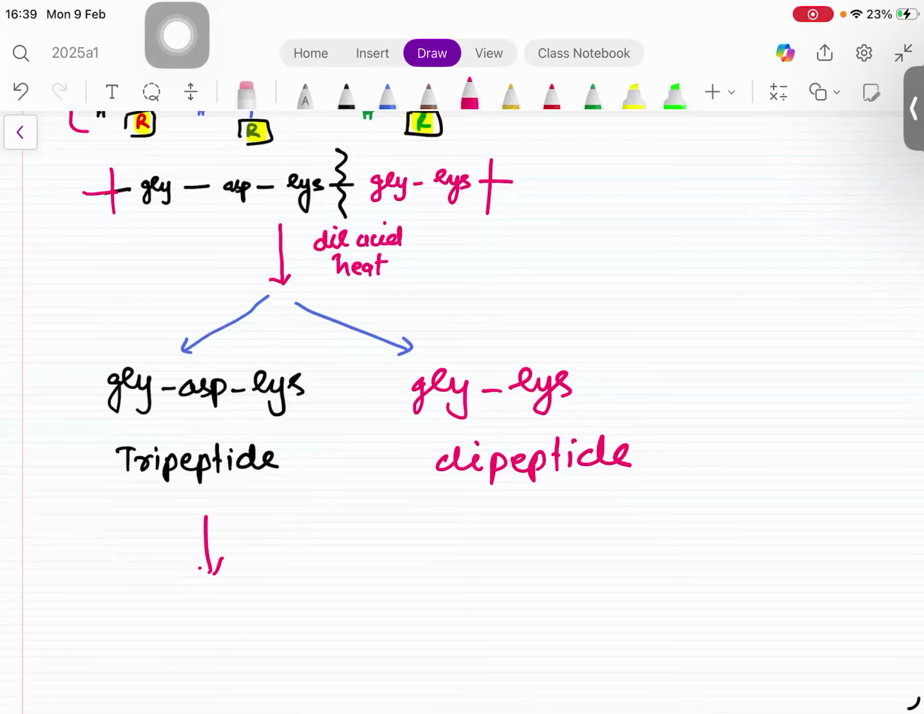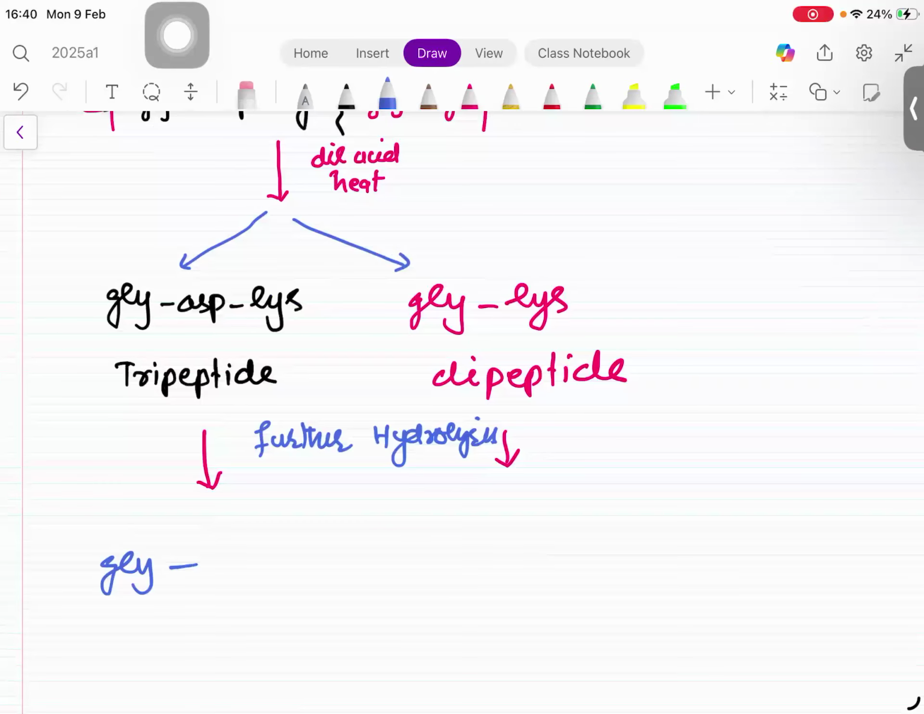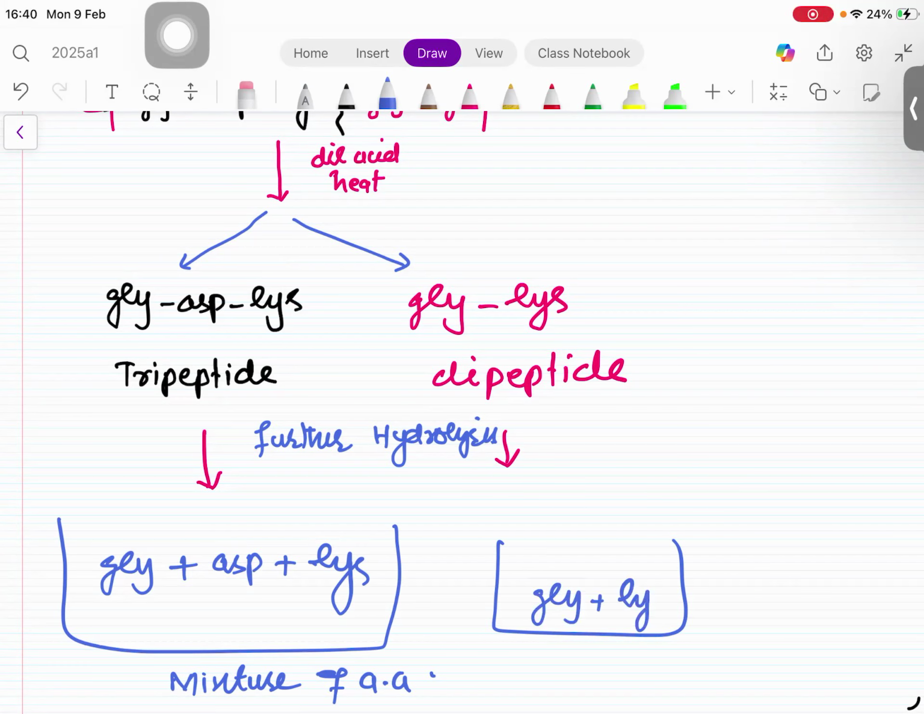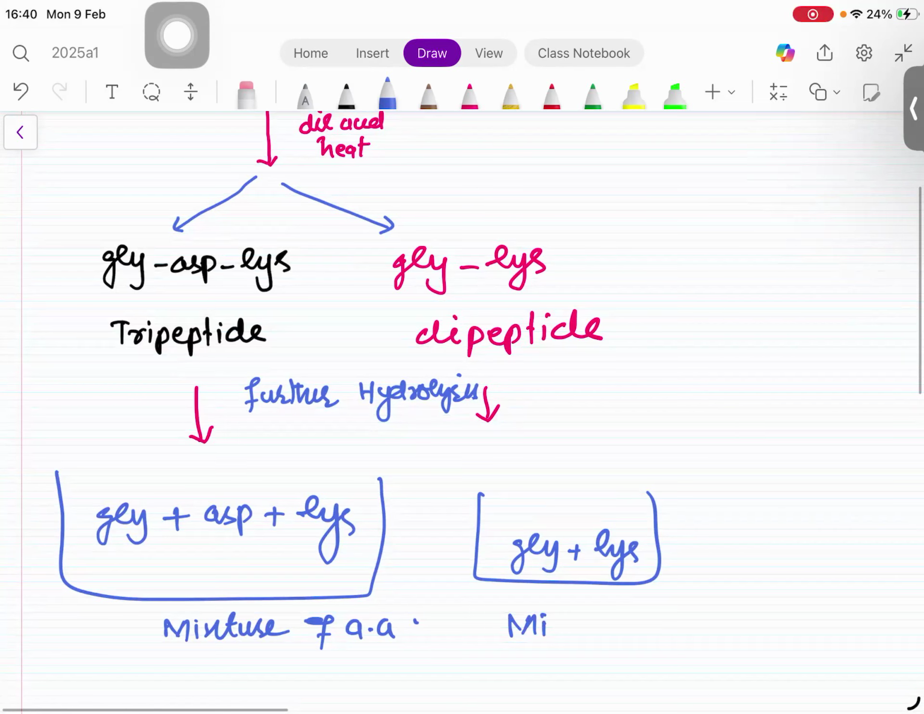And form what? Peptides, dipeptides and tripeptides, which further undergo hydrolysis to form what? Amino acids. Now these glycine separated from ASP, separated from LYS. Now in a beaker, they got separated. Now this is what? This is a mixture of amino acids. Similarly, it undergoes a further hydrolysis to form glycine plus LYS. This is the mixture of amino acids. So I hope you got my point.